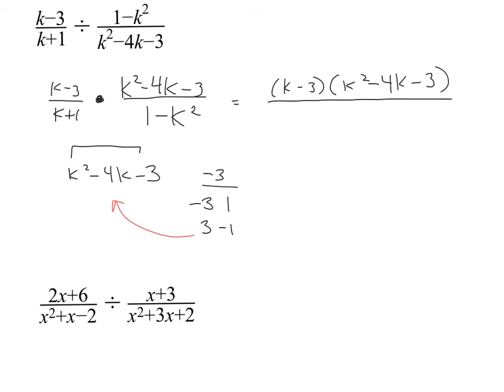On the bottom, I have k plus 1 from this guy, and now 1 minus k squared is the difference of two squares, 1 and 1, k and k. So it'll factor as 1 minus k, 1 plus k.